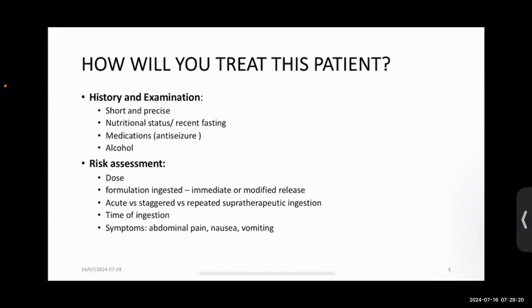So how would you treat this patient? Well, first of all, you have to take a quick, short and precise history and quickly examine this patient. Look at the nutritional status. Has the patient recently fasted? Is the patient on medications that interfere with the cytochrome P450 system, or on alcohol? It's been said that those with recent fasting, poor nutritional status, alcohol use, or enzyme inducers will definitely be more prone to toxicity from acetaminophen poisoning.